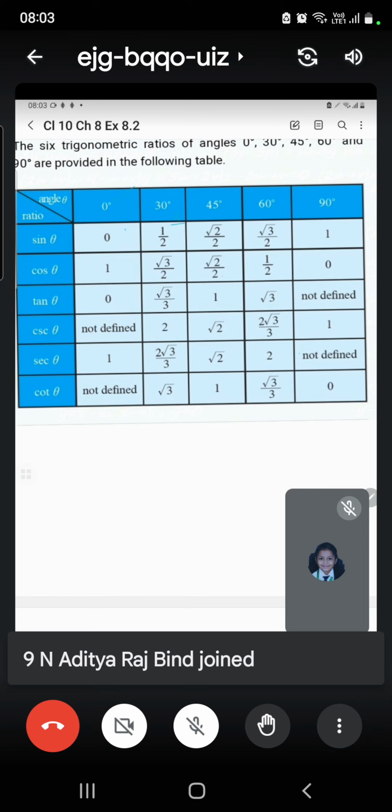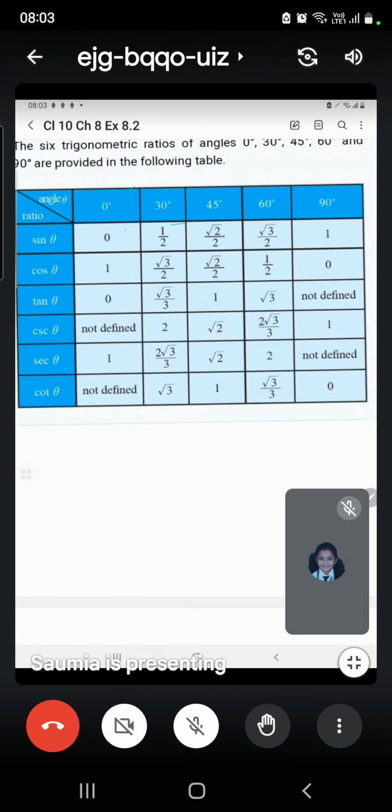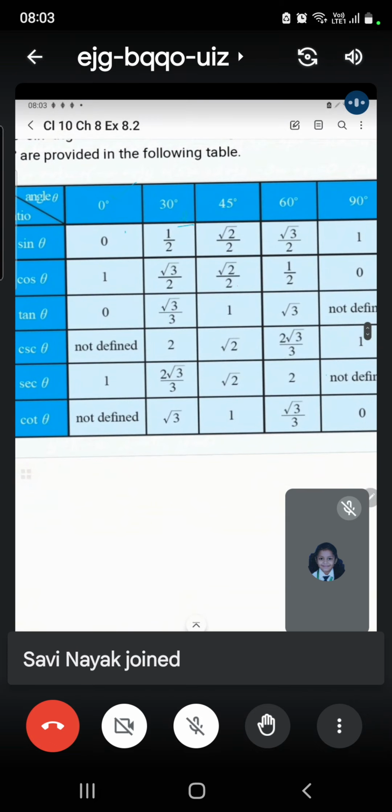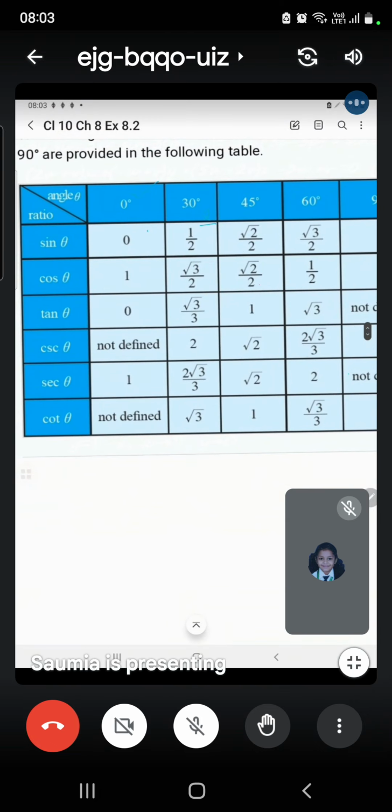Ma'am, in the table, the tan 30 should be 1 by root 3. Where? Tan 30. Yes, it's root 3 by 3. But simplifying root 3 by 3, it is the same as what we get by 1 by root 3. Right? Okay, ma'am.